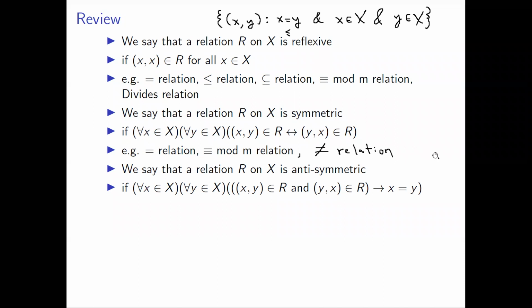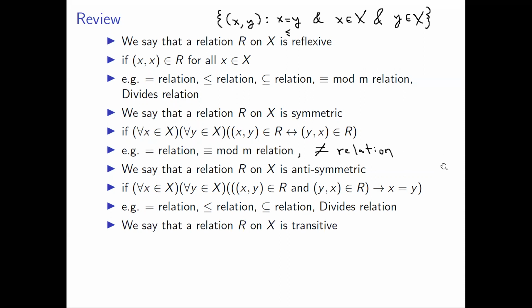And we saw some relations in the last video which were anti-symmetric. For example, the equality relation, like I mentioned before, the less than or equal to relation, because if we have x less than or equal to y and y less than or equal to x, then we must have x equals y. Also the subset relation. So with sets, if we have set S a subset of set T and T a subset of S, then we must have S equals T. And the divides relation as well. If x divides y and y divides x, then we know that x is less than or equal to y and y is less than or equal to x. So we get x equals y again.